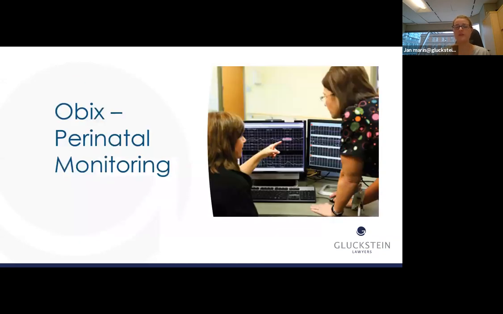Another program that's available, and it may not be particularly OBICs, are perinatal monitoring programs, and they have their own functionality to understand and wrap your mind around. Basically, this is monitoring that labor and delivery wards will utilize. There is electronic fetal heart monitoring. That's what you see here. You've got mom down at the bottom showing the contractions. Up top is the fetal heart monitor.